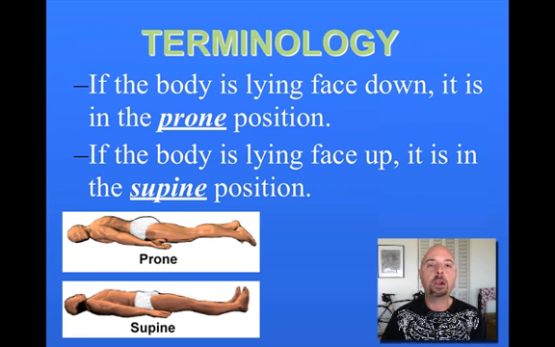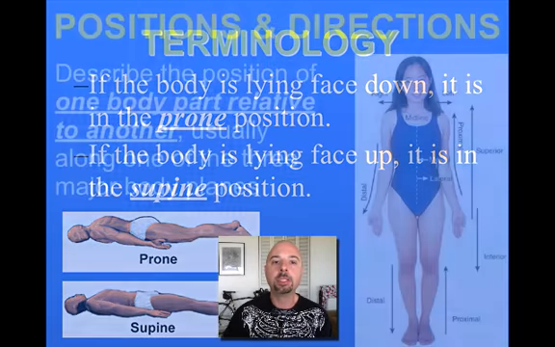Now, for the most part, when we do dissections, we will be dissecting with our specimen in the supine position. But occasionally we do dissect specimens in the prone position, particularly if we're looking at back muscles or vertebrae, spinal cords, and the brain, which we will do on occasion.